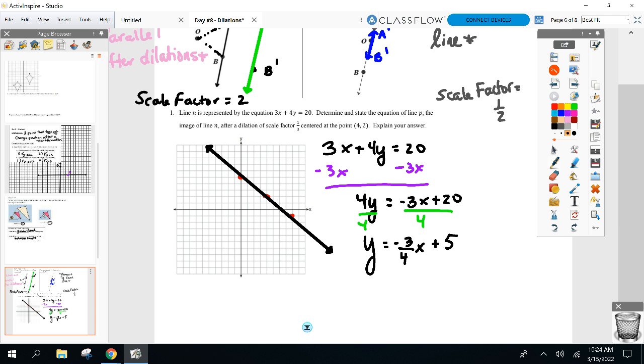We're going to dilate it. All right. Quick reminder for me. What's the center again we're dilating around in this one? What's my center of dilation? 4, 2. Can you guys figure out where 4, 2 is here? Something interesting there, huh? Over 4, oh.